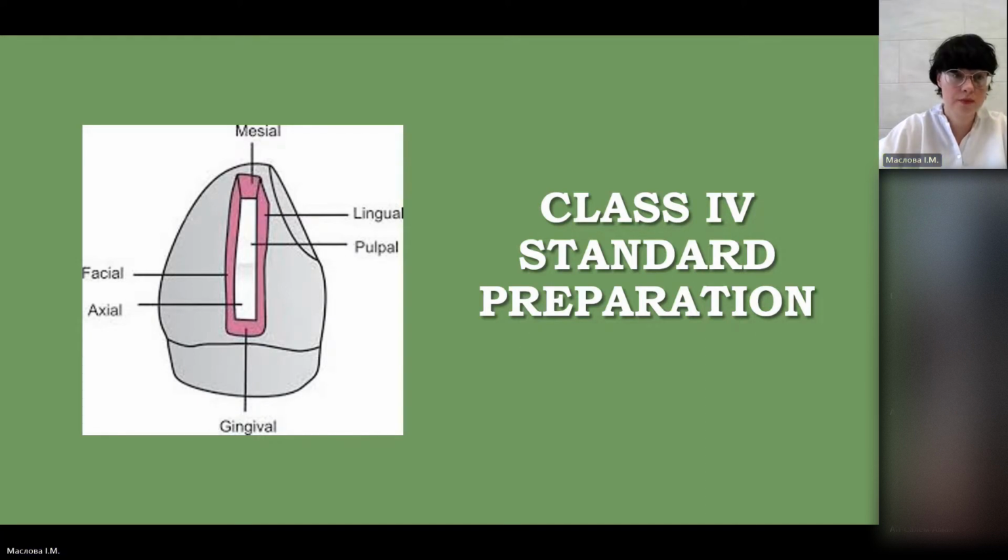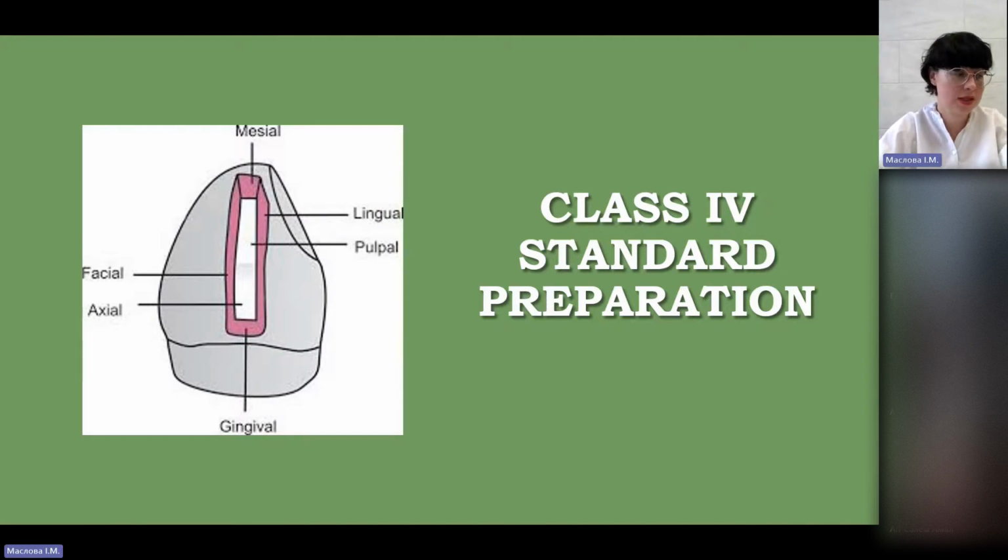It's a gingival wall, gingival margin, gingival wall, always parallel to the gingival margin. Axial wall or pulpal floor, always parallel to the pulp chamber, and the facial wall situated near the facial or labial surface. Lingual wall begins on the approximal surface and ends on the incisal line. Long lingual wall and pulpal floor on the incisal line, always parallel to the pulp chamber.